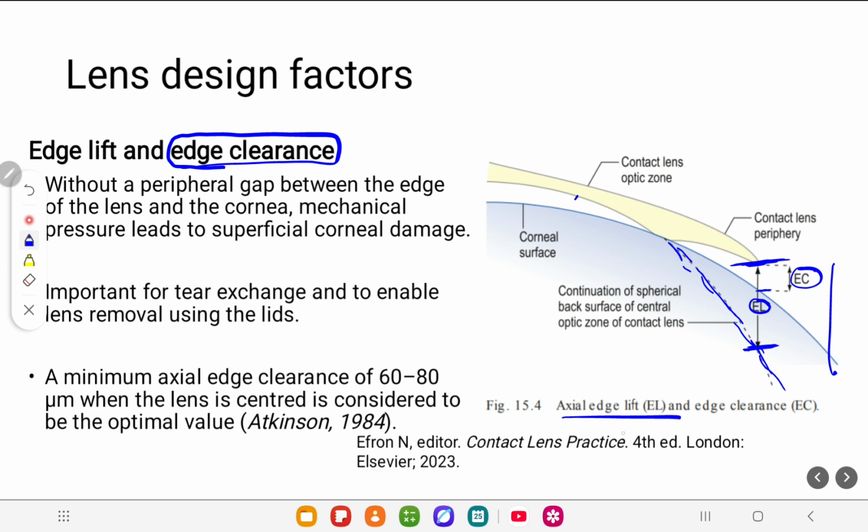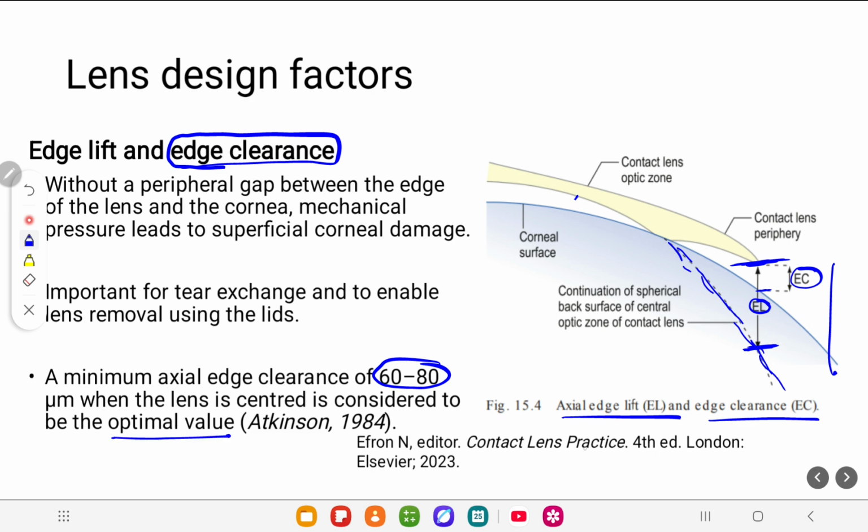So that's the difference. Axial edge lift itself is a point of contact for the lens manufacturer, but edge clearance you will see in the patient's eye. When you put the contact lens on with fluorescein, you will see edge clearance. The minimum edge clearance in a contact lens, especially a corneal contact lens, is 60 to 80 micrometers when the lens is centered, and it is considered the optimum value. So it's very important, but for corneal lenses, yeah.